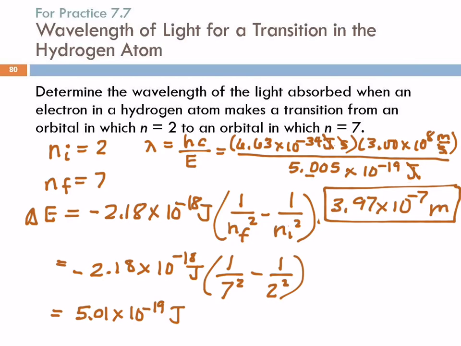Any questions? So this is the wavelength of light that gets absorbed when an electron moves from n equals 2 to n equals 7. Energy is coming in.